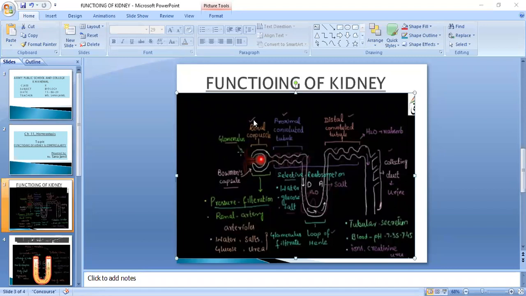Fine. This was the first step, pressure filtration, that comes with great pressure, and when the pressure is very high, it causes certain contents to be filtered out here.